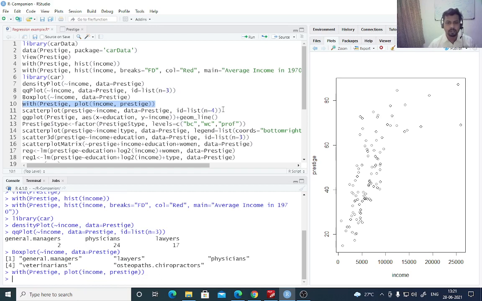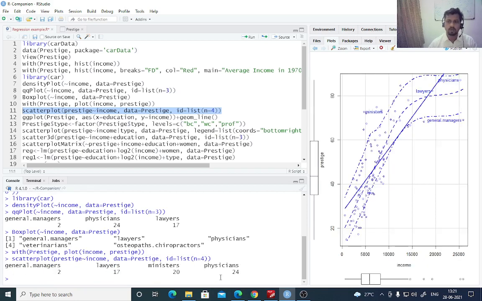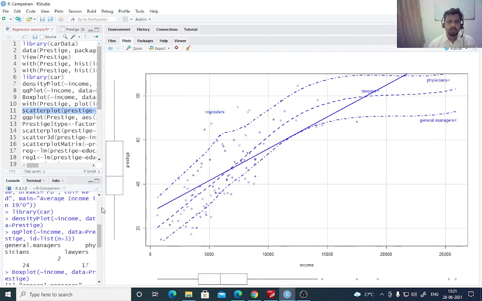You can also use the scatterplot function, which is just a bit of an advanced version of the plot function. It automatically lists 4 main points, which are again the unusual points in the scatter plot. So you can see this is what we generate. These are the box plots for prestige, and this is the box plot for the income variable. You can see these are the outliers.